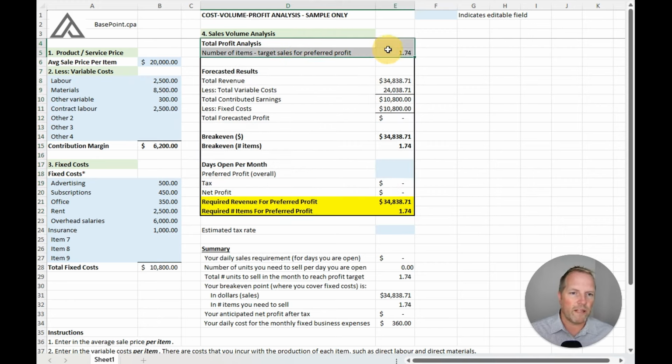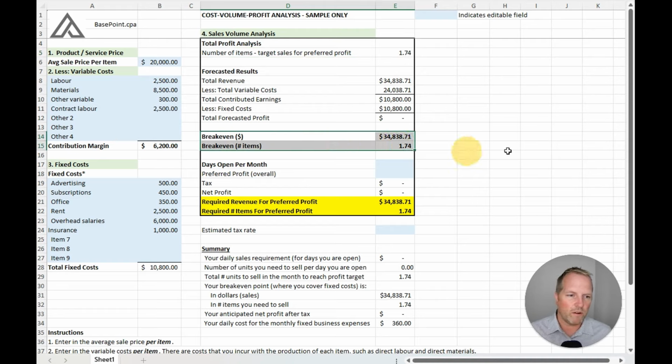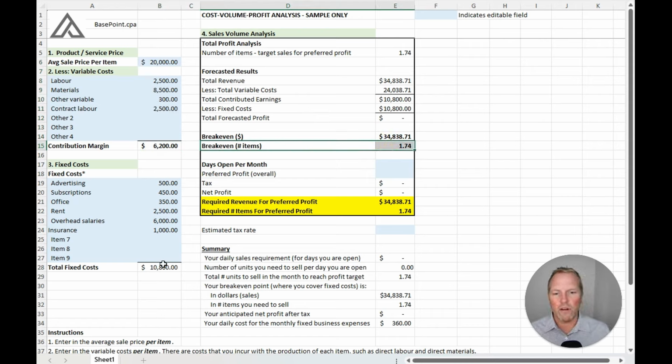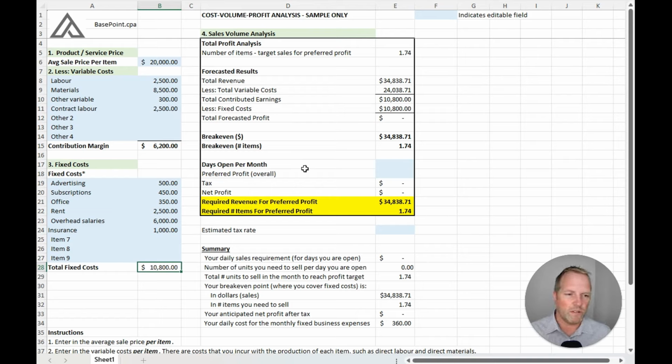Up here, your total profit analysis, your number of items, your target sales for preferred profit, which we'll look at in a minute, is 1.74. Essentially, that's your break-even point, because we don't actually have any preferred profit entered in this blue cell here, which we will look at in a second. With your fixed costs that we just looked at, your $10,800 a month, given this profitability analysis, you will need to do 1.74 jobs in a month to cover your fixed costs, to essentially break even.